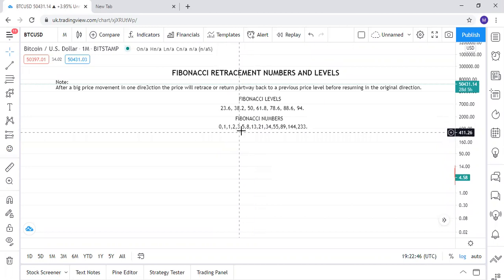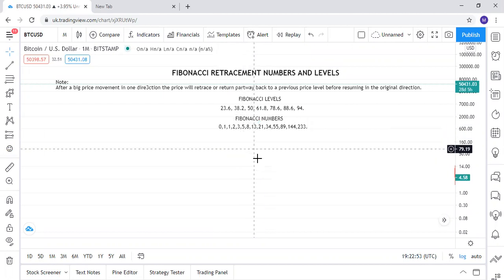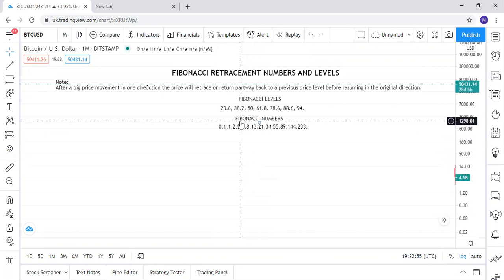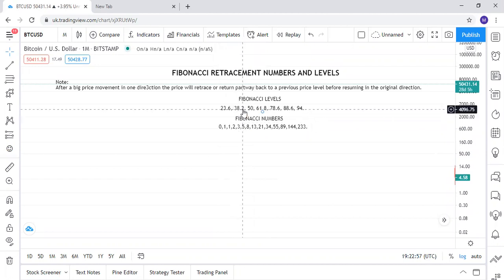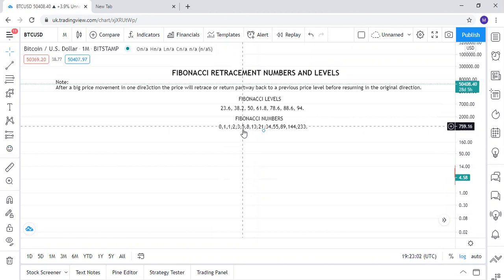Use 3 divided by 8. That gives us 0.375, about 38.2. So that is how they got this second 38.2 fib level: you divide by the one after the next one.